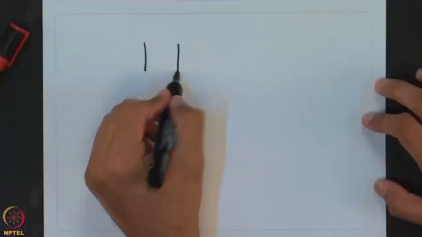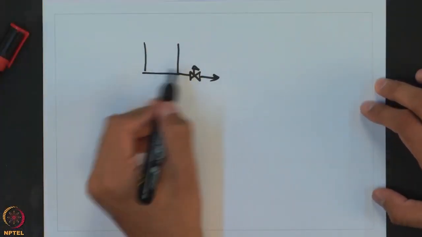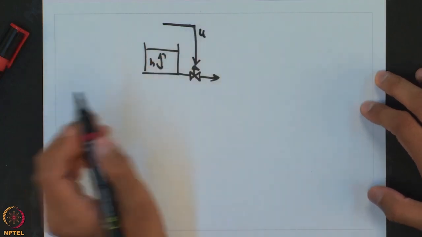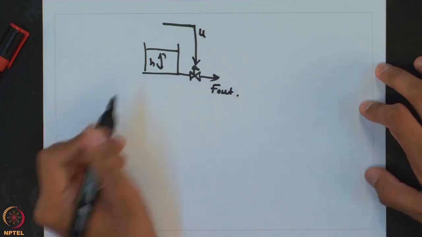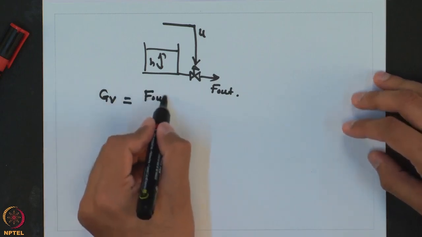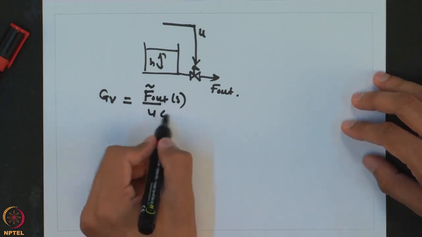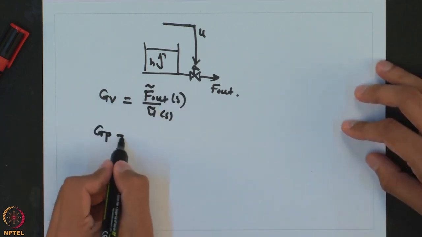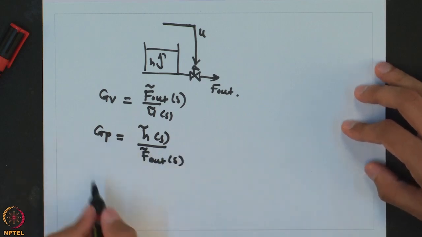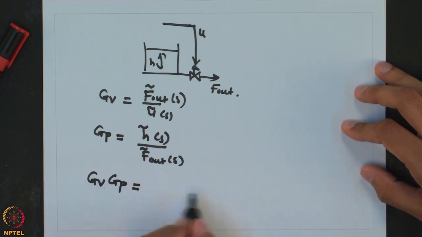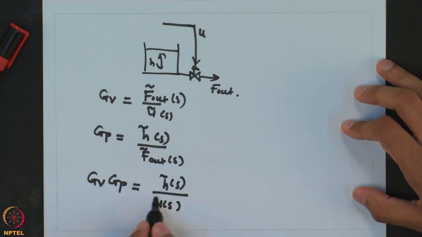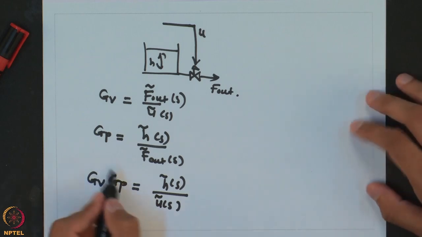What I mean by that is, let us say we have our original system, and whatever was the controller output was U, and the manipulated variable is F out. So Gv was representing the transfer function between F out and U, and Gp was the transfer function between H and F out. So what if we combine these two? Then we have a transfer function between the controlled variable and the controller output. So this remains the same.